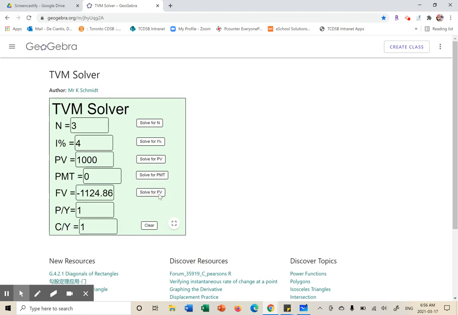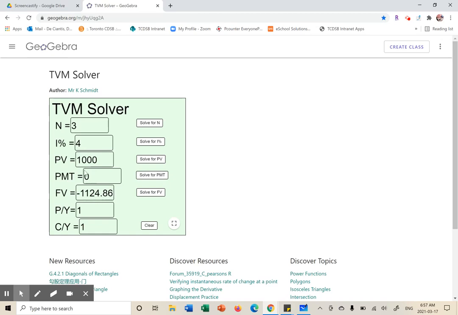Now notice that we get a negative value for our future value. That is because the TVM solver distinguishes between money received and money given. So right now, the calculator thinks that you owe the bank $1,124.86. The TVM solver is automatically assuming that you took out a loan of $1,000 and this is how much you have to pay back now with compounding interest.